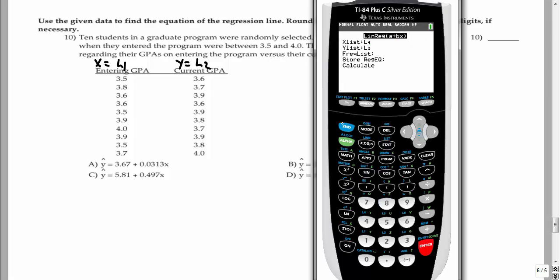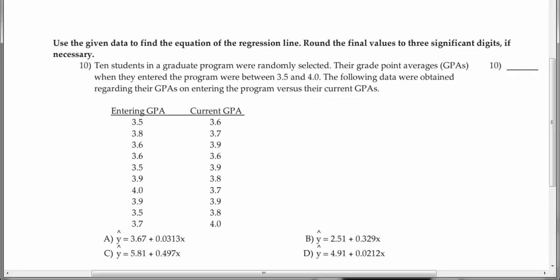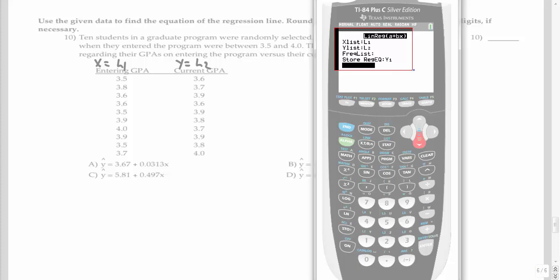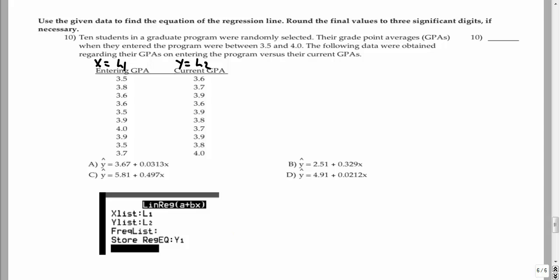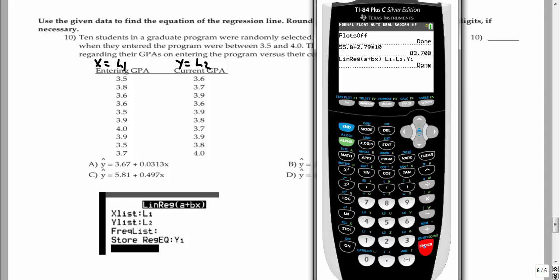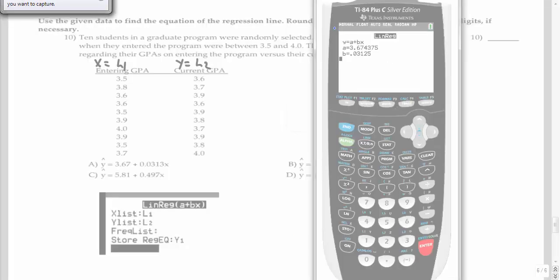So x list was L1, you can see from up here. Y list was L2. And I'm going to store the regression equation. You don't actually need to do this if you don't want to. I'm going to graph this, just curious how it's going to look. It's not required for this problem though. And then I'll go to calculate. Let's put this into our lecture so we can see the commands that were used, and then let's calculate. So this is our screen, and this is the one we have to be really careful about how we interpret everything.